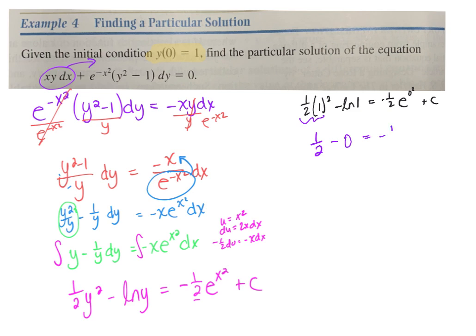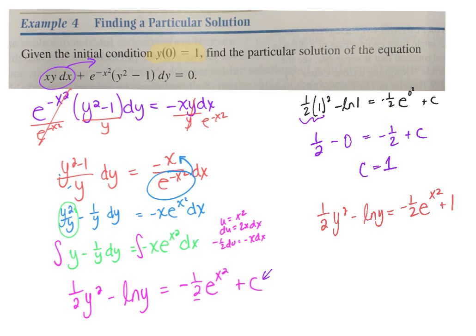So we have 1 times -1/2 plus c. If I solve for c, c here is going to be just 1, right? So I'm going to take that 1 and plug it in for my c. So I have 1/2 y squared minus ln of y equals -1/2 e to the x squared plus 1. In this case, since you have an x squared and a y squared, just get them all on the same side and leave the constant by itself.